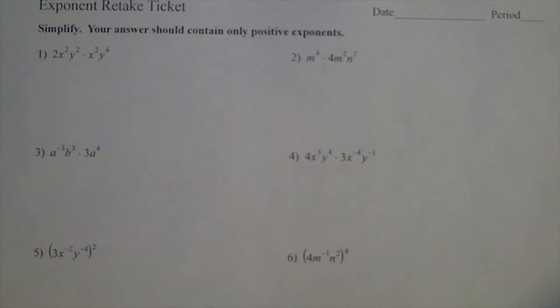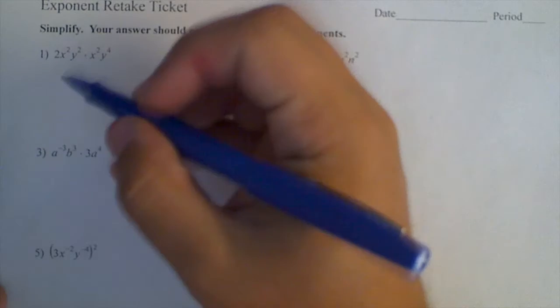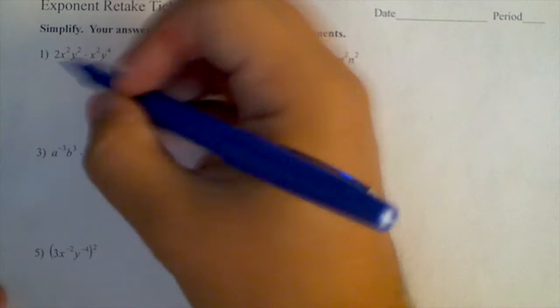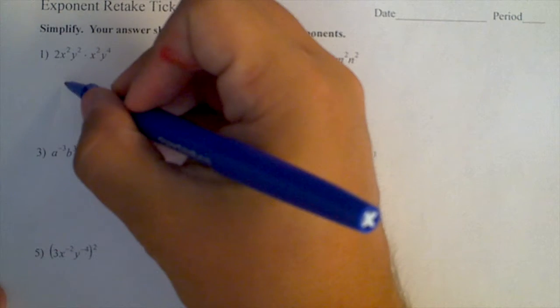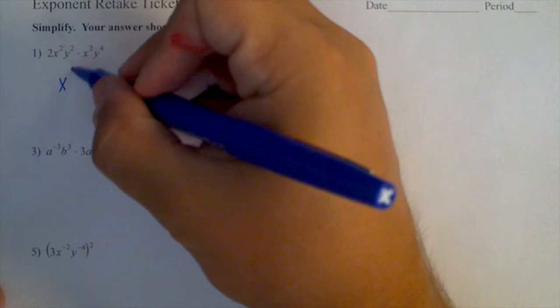Alright, this is hopefully a quick tutorial on how to complete the Math 8 Exponent Retake ticket. For number one, we're multiplying powers with the same base. So the rule there, you keep the base and add the exponents. So x squared times x squared, you keep the base x, add the exponents. 2 plus 2 is 4.